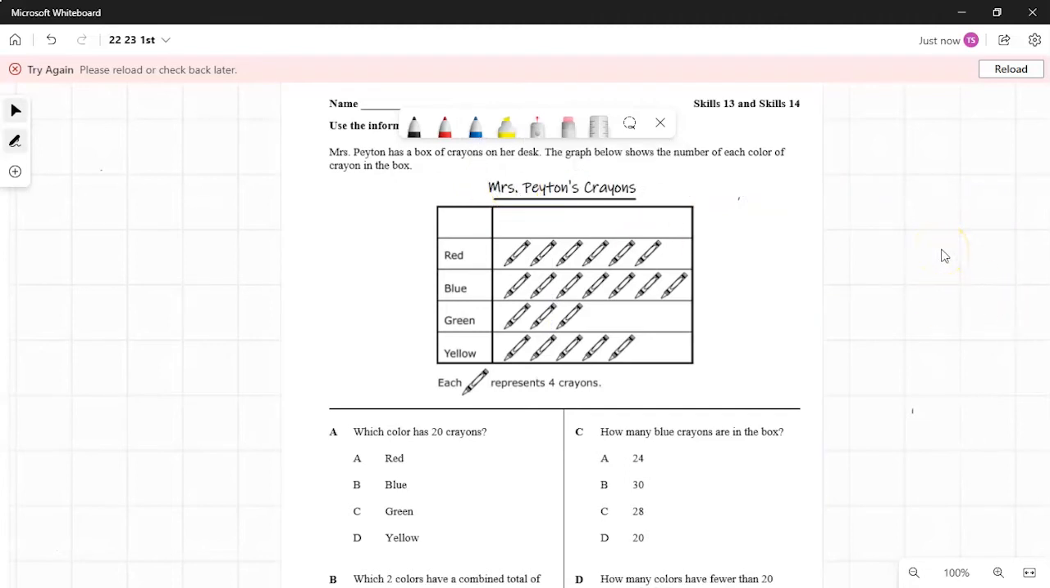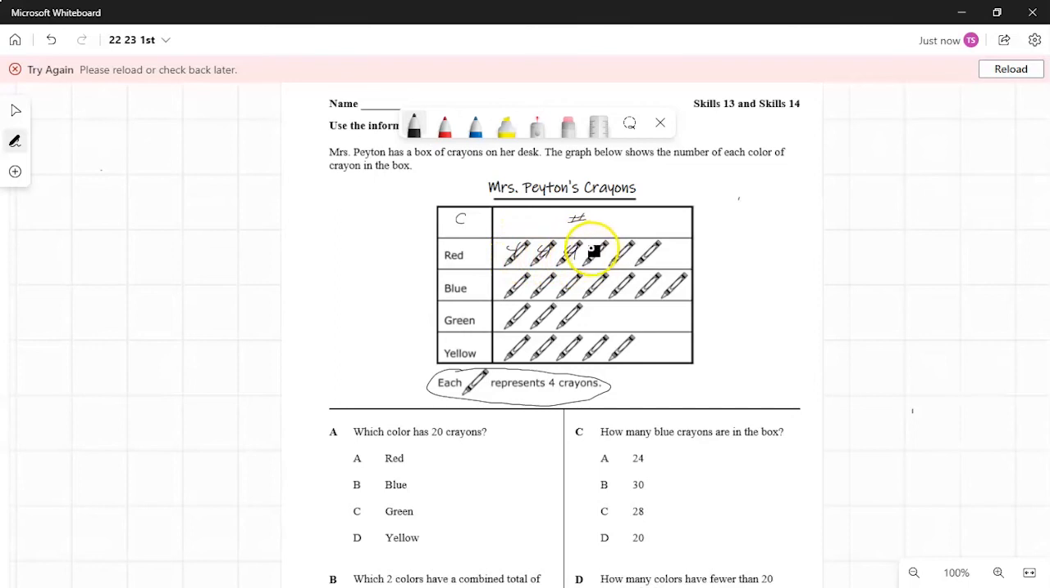And also see a key down here. Whenever we see a key, that's very important. I'm going to circle it, make sure I get that information right there. And it shows each picture of a crayon represents 4 crayons. So I can see this is the colors of the crayons. I'll put a C here. And these are how many crayons. I'll put a number right there, number sign. So that means each picture of a crayon represents 4 crayons. So I'm going to go ahead and put a 4 over each picture of the crayon.